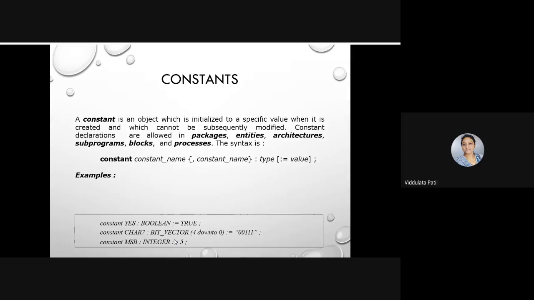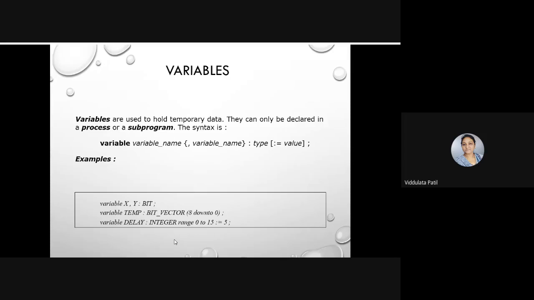So in this way, we can mention this constant. Okay, now if it is a variable, then these are the variables that are used to hold temporary data. They can be declared in a process or subprogram. Now we cannot mention these in an entity because they are going to vary. So they should not be mentioned in an entity, but they can be declared in a process because they will be used there only for the particular process. Whatever is the change in that value, that can be used.